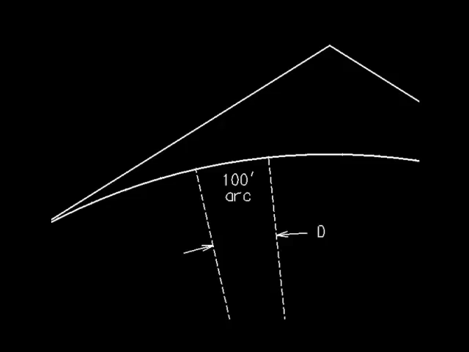Another parameter that was on our list just a few slides ago was the degree of curvature. The degree of curvature is that portion of the central angle swept by a 100-foot arc.